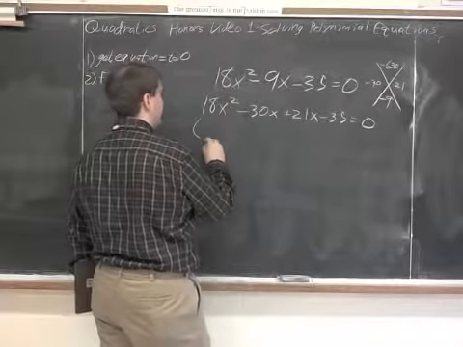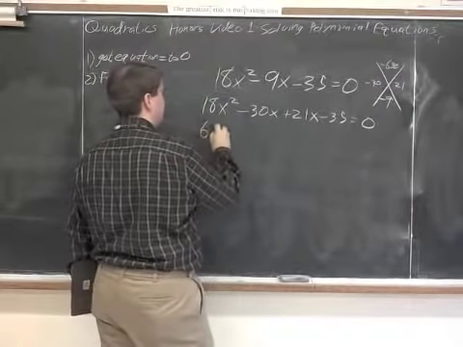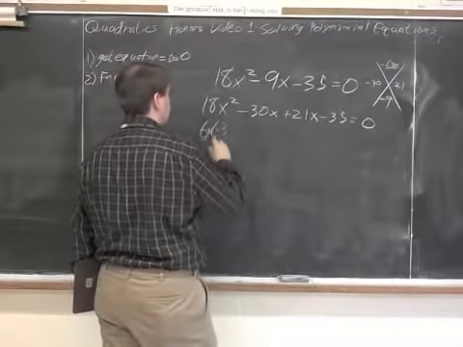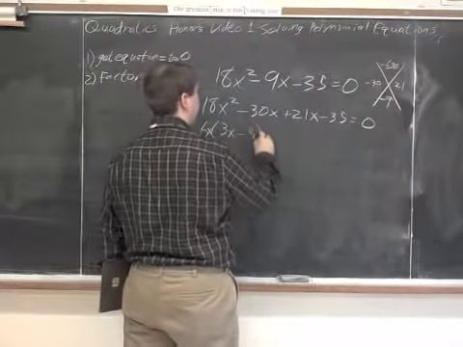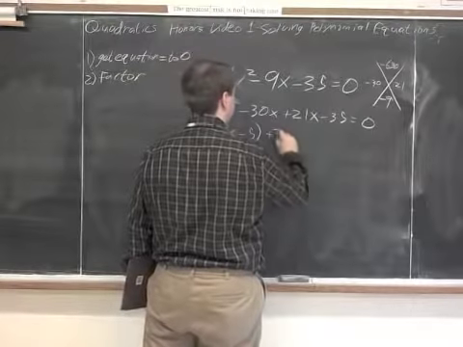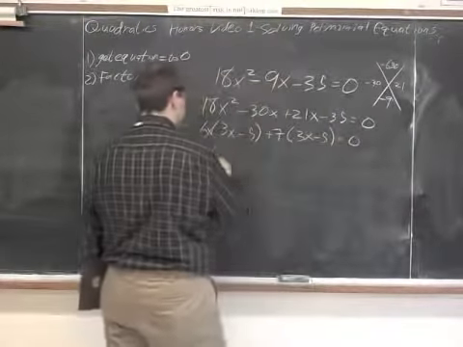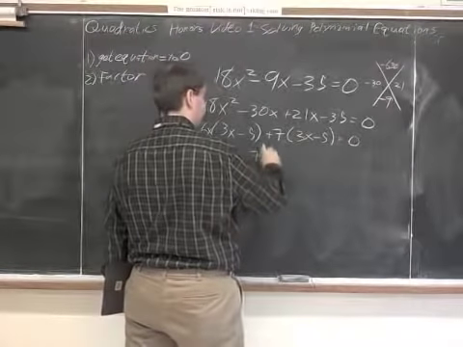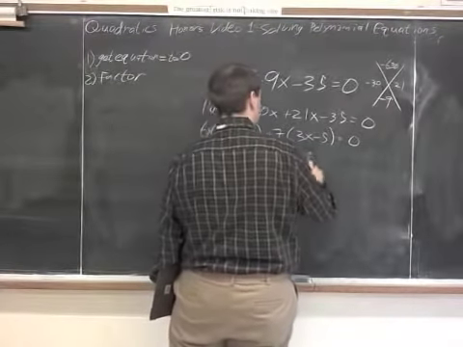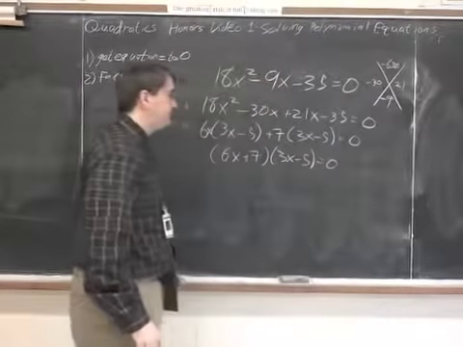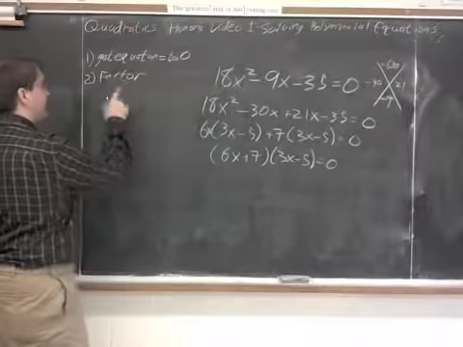Continuing to factor, I can take a 6x out of both of those. I have 6x, 3x minus 5. And I can take a 7 out of both of those, and so I get 3x minus 5. And so my factors are 6x plus 7 and 3x minus 5 equals 0. We factored. That's that second step.